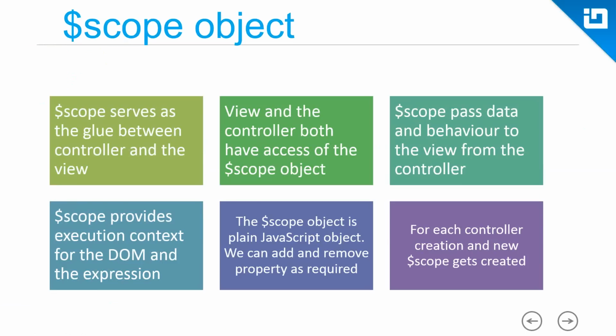So a scope object is very important. The $scope serves as the glue between the controller and the view. The view and the controller both have access to the scope object. The scope passes data and behavior from the controller to the view, and a scope provides execution context for the DOM and the expression. Like in the previous demo, I'm explaining block number 4, the leftmost block in the second row: a scope provides execution context for the DOM and the expression.